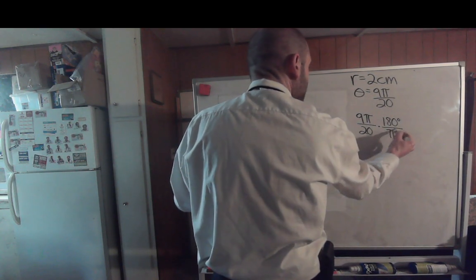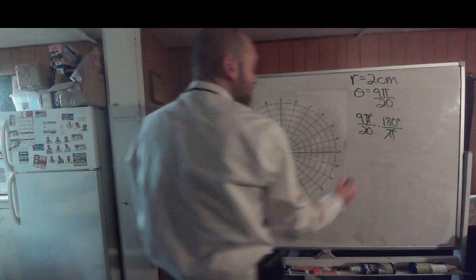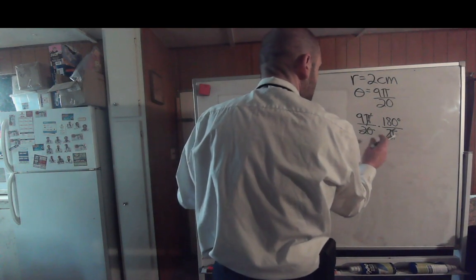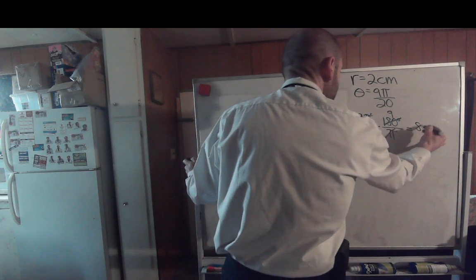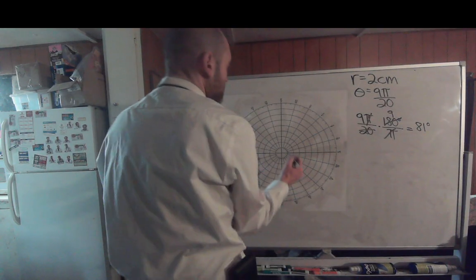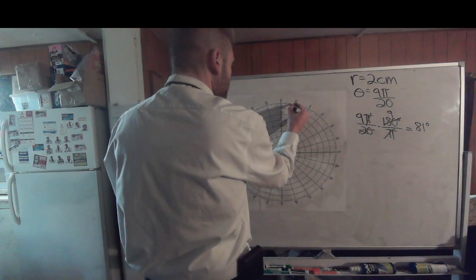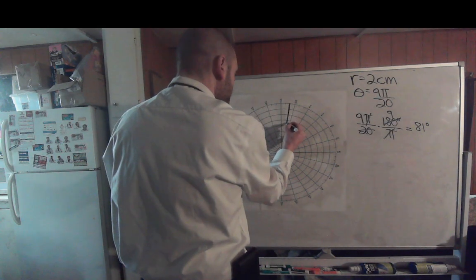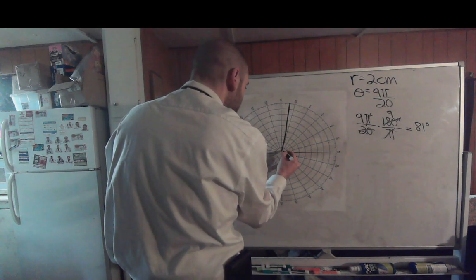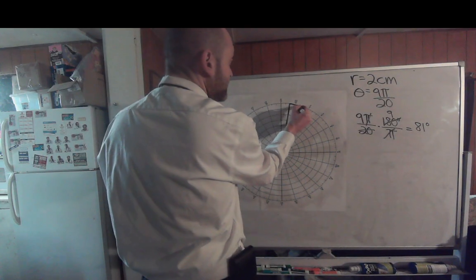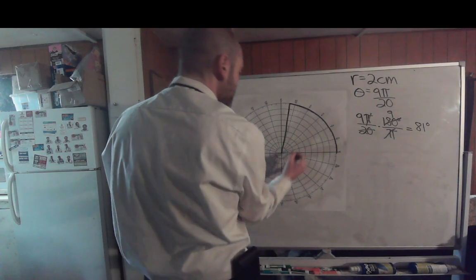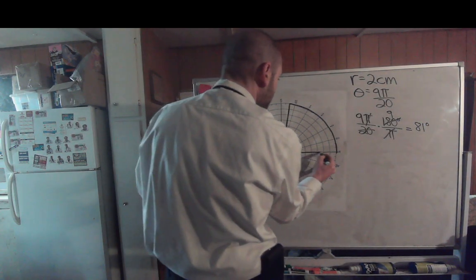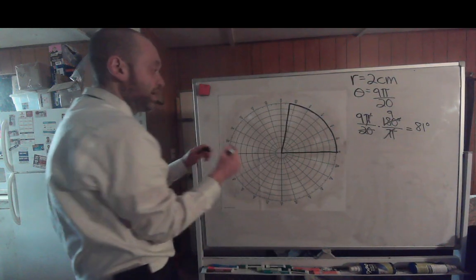Well, let's see, the pi's cancel out. 20 goes into 180 nine times, so this would be 81 degrees. So roughly right here. I'm going to be finding the arc length of this whole piece right here, of all this. That's roughly 81 degrees there. So that's our arc length.